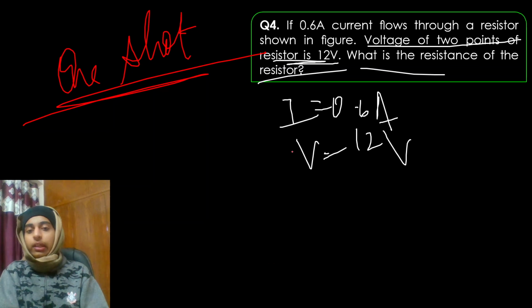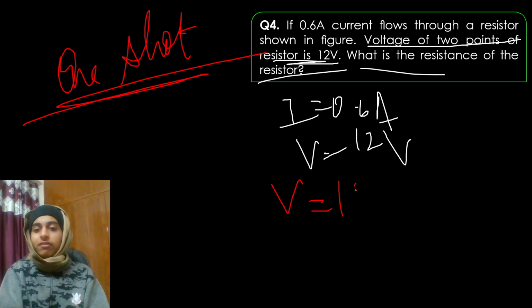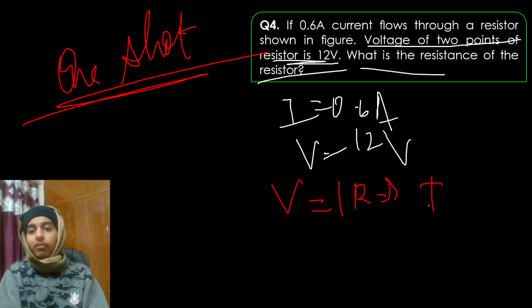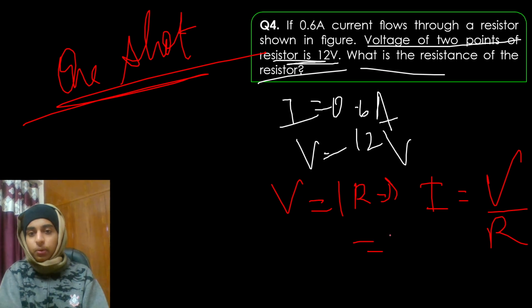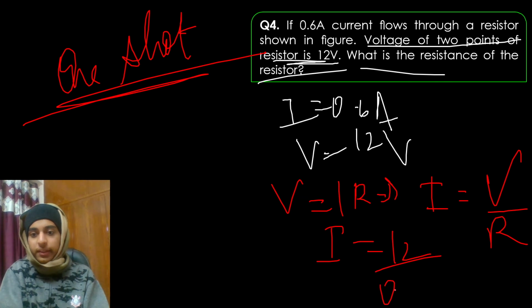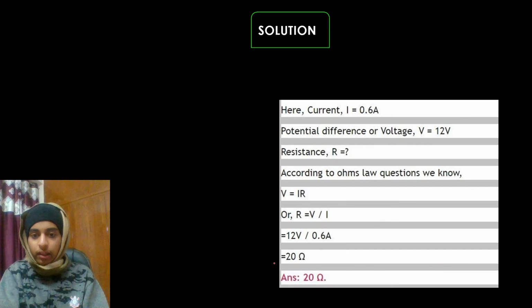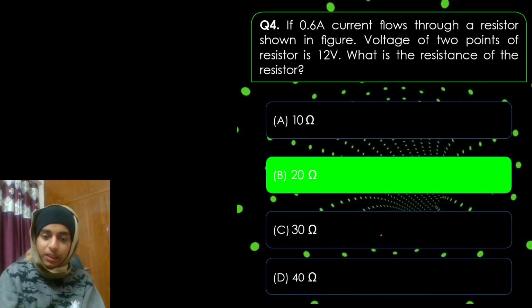So you will use the formula for resistance: V is equal to IR. Everything is given to us. So R will be equal to V by I, which is 12 upon 0.6. You can calculate now: 120 by 6, that is 20 ohms. The 20 ohms is the answer.